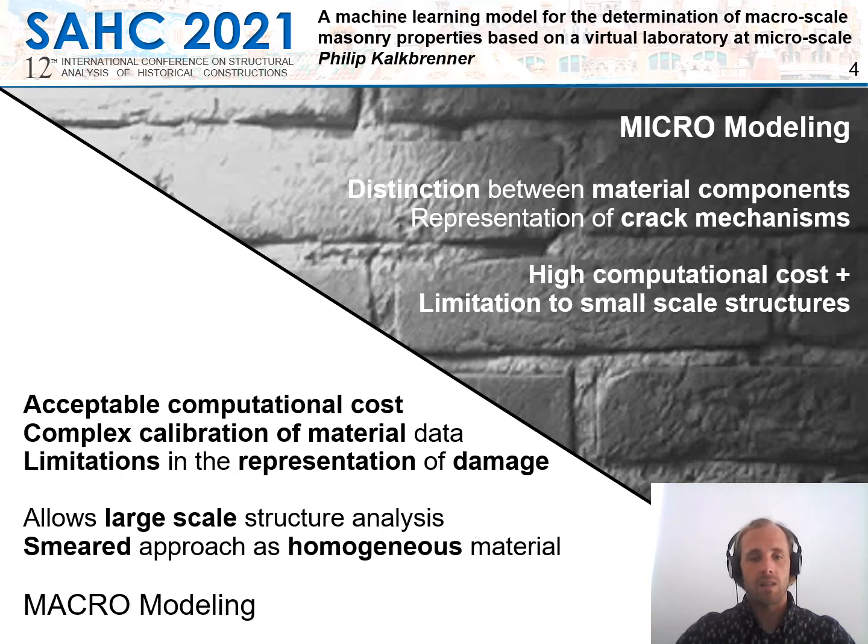It is distinguishing between the material components. So we are numerically modeling the bricks and the mortar, and sometimes there are models that do also include interface elements in between these two materials. The advantage of this method is that we do very accurately represent the crack mechanisms, but the drawback is that we have a high computational cost, and this limits us at the same time to the application of small-scale structures.